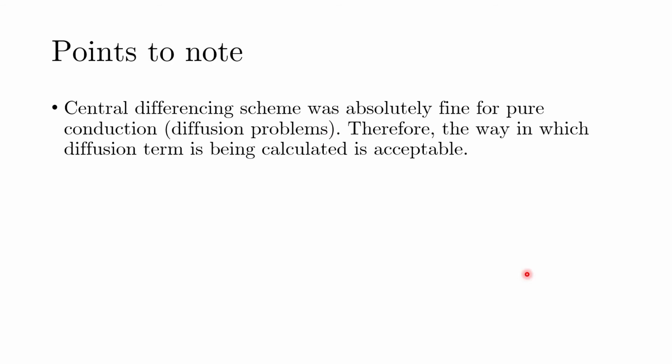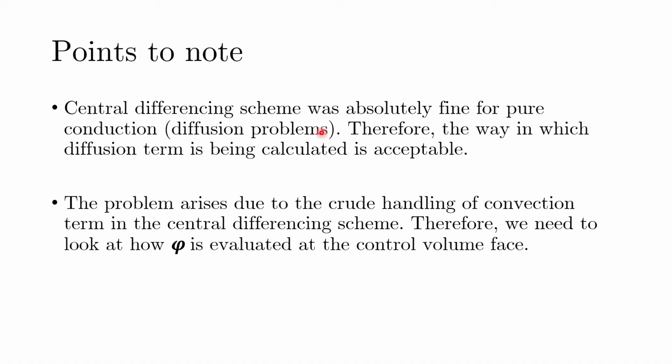Based on this, we had the following observations. We saw that the central differencing scheme, like in the first part of this course, was totally fine for pure conduction or pure diffusion problems. When there was no convection, there was no restriction as to when the central differencing is valid or not. Can you use the central differencing? The answer was yes. So from this, we can conclude that the diffusion component of the convection diffusion was fine with the central differencing scheme. And the problem arises when we try to handle the convection term using the central differencing scheme.